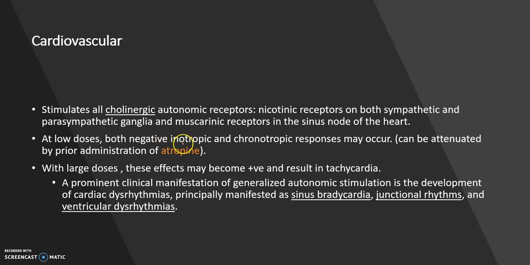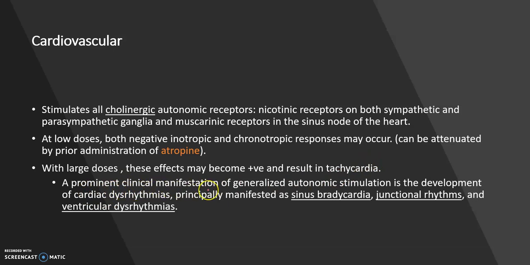So we can give atropine in order to overcome this effect of suxamethonium. With large doses, we will have tachycardia instead of bradycardia. So at low doses, it tends to cause bradycardia, but at high doses, it tends to cause tachycardia.